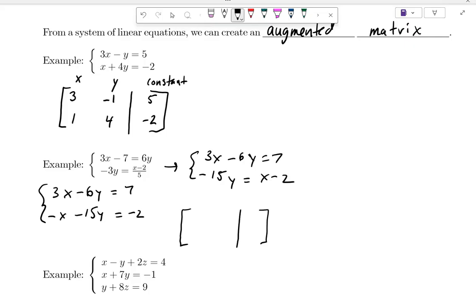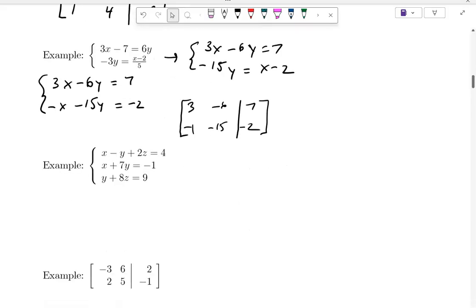So what's your first row going to be? 3, -6, 7. And the second row will be? Good. Everybody see where that's coming from? Okay. So far, we've done it for 2x2 systems, right? 2 equations and 2 unknowns. We can also do it for 3 equations and 3 unknowns. Again, just making sure we have everything stacked.